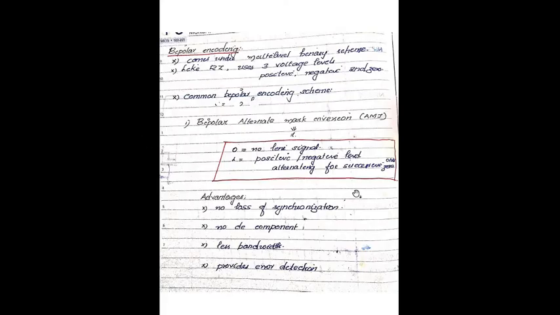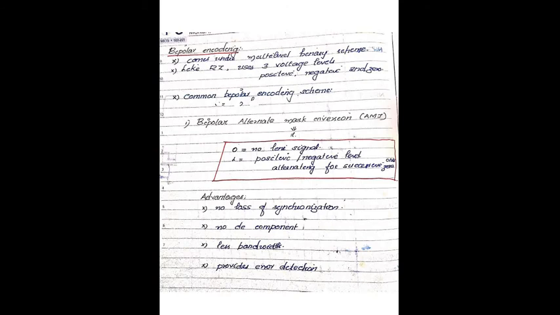Good evening all. Today we are going to discuss the bipolar encoding techniques. In the previous class I have already taught you about the line encoding methods. So what are the line encoding methods? There are three types of line encoding methods. First one is unipolar encoding, the second one is polar encoding, and the third one is bipolar encoding.